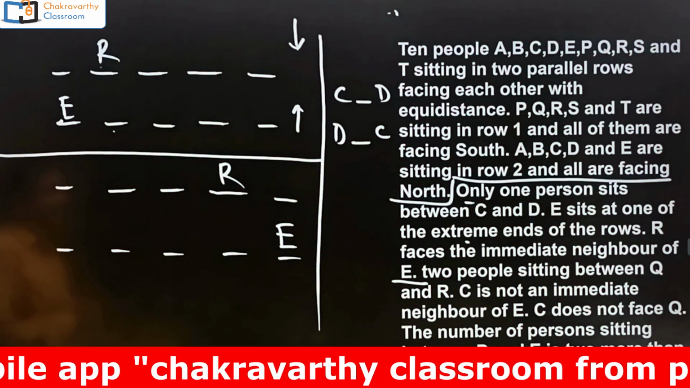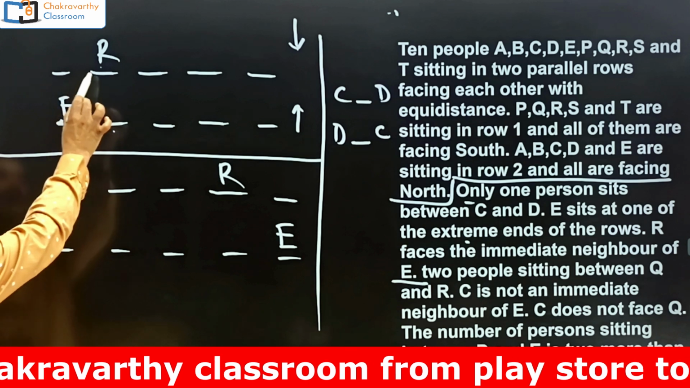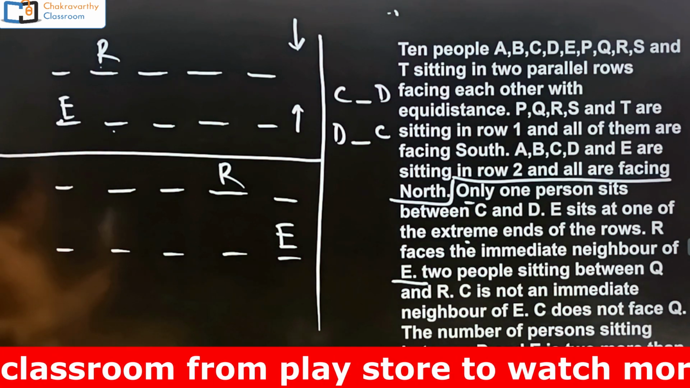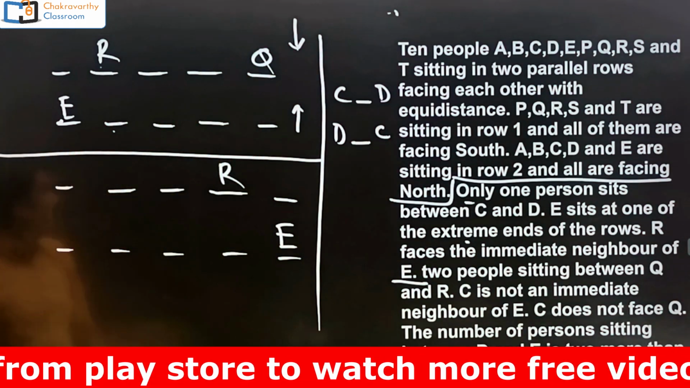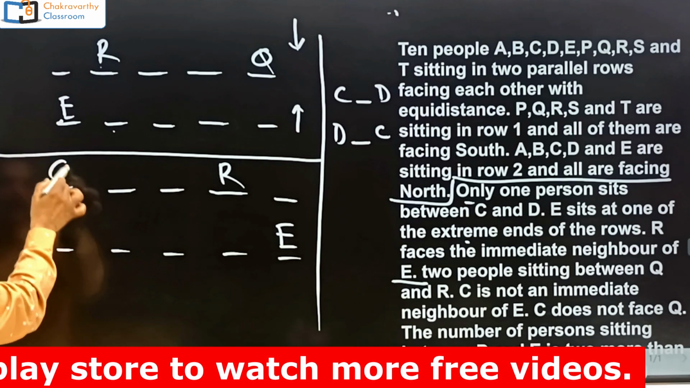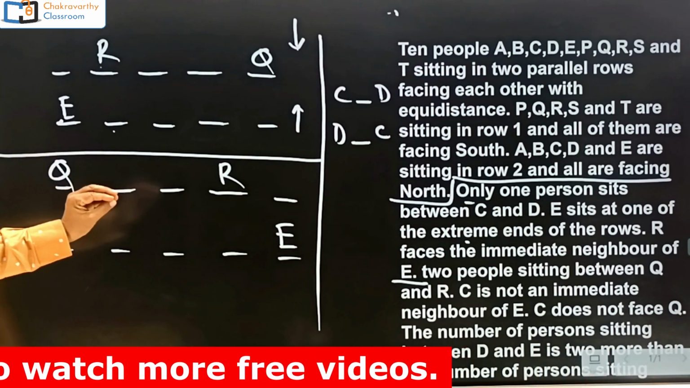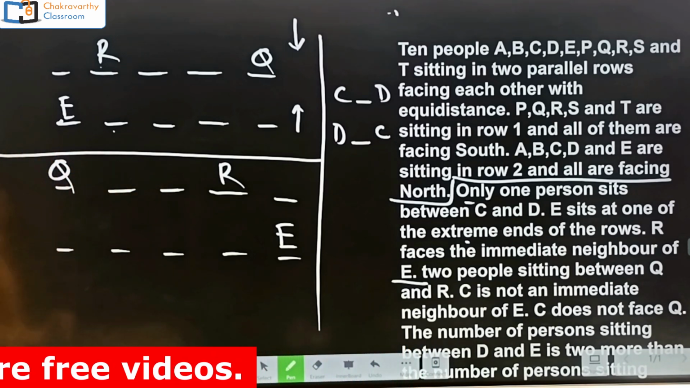Two people sitting between Q and R. This is also direct information. This is R, and on R's right side it is not possible. Two people between R and Q: 1, 2. Q's place is this one. As far as this arrangement is concerned, Q's place is this one. No further shortlisting is possible here. No further elimination is possible here.